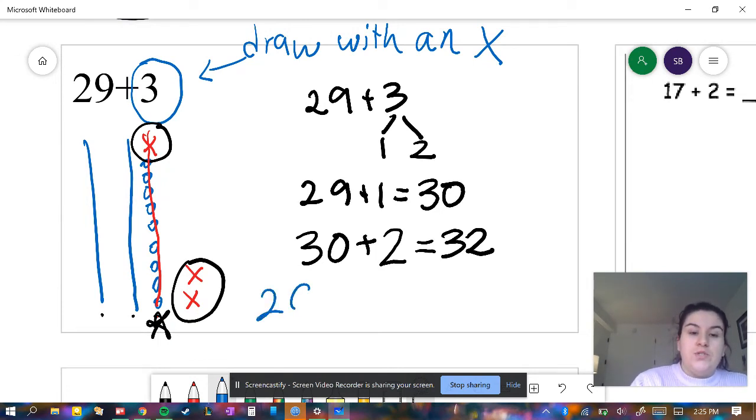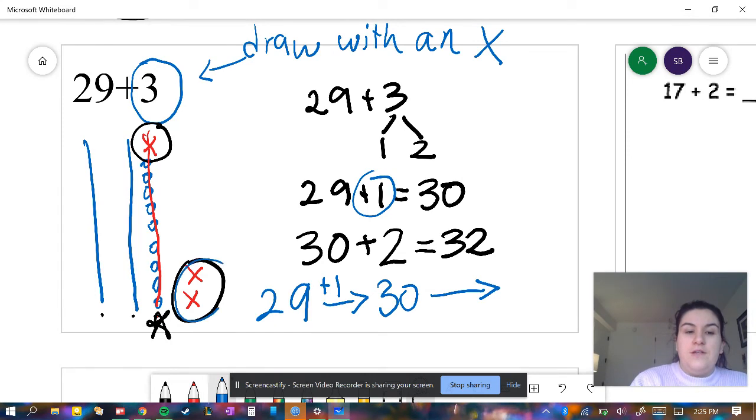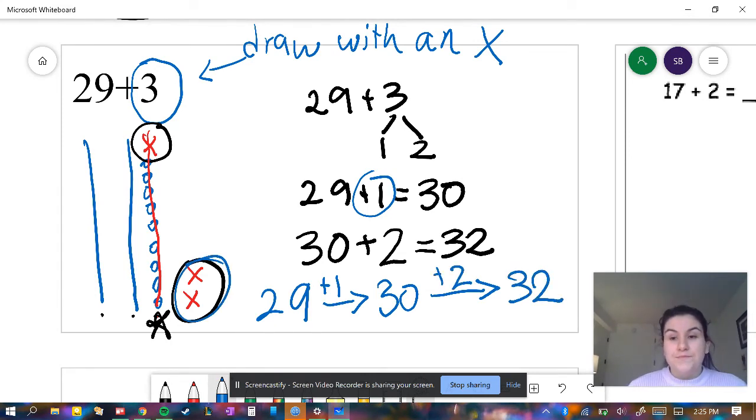So I know we started with 29, so I'll draw my arrow and put plus 1 because we added plus 1 here. We had 30. Then finally, we had our plus 2 here, and I know we ended up with 32.